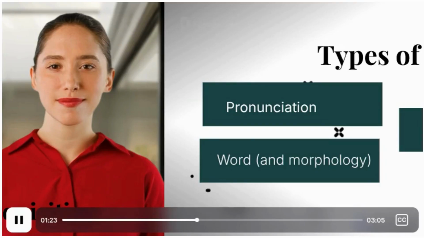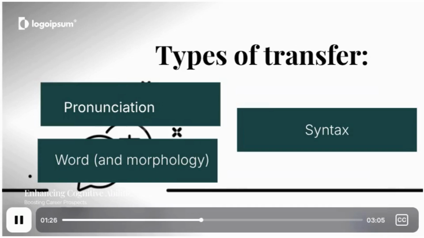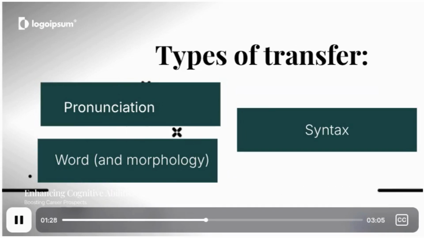Pronunciation. L1 sounds and phonetic patterns directly influence L2 pronunciation. For example, a Chinese speaker pronouncing the English "thing" as "sing" because the "th" sound doesn't exist in their native language. Syntax. L1 sentence structures and arrangement rules impact L2 sentence construction and understanding.